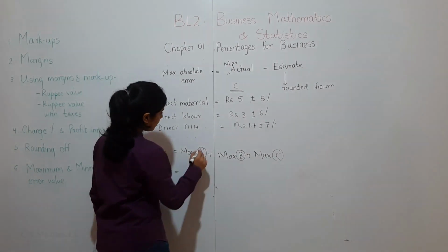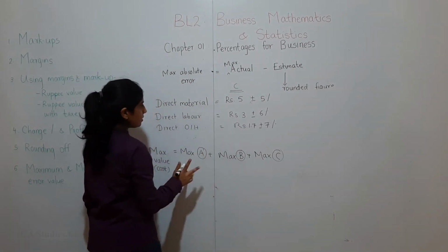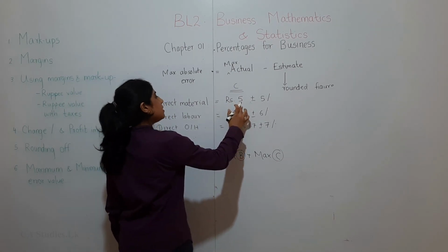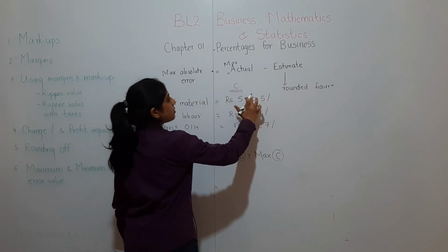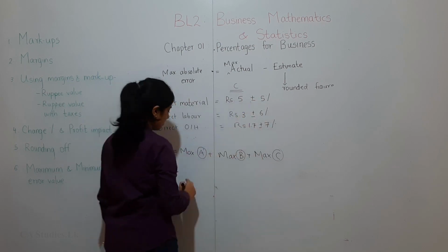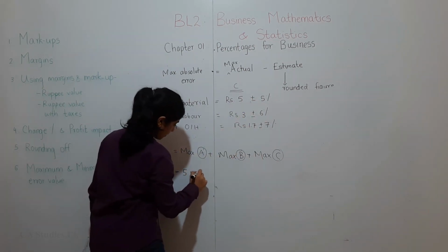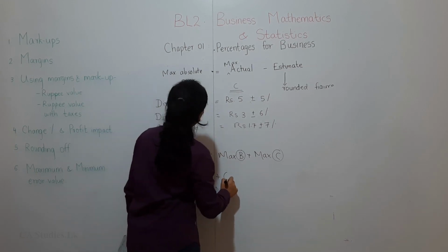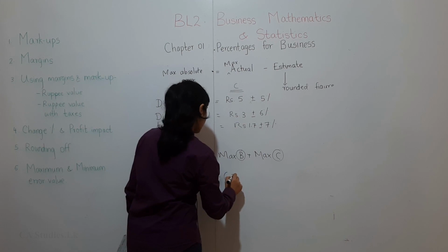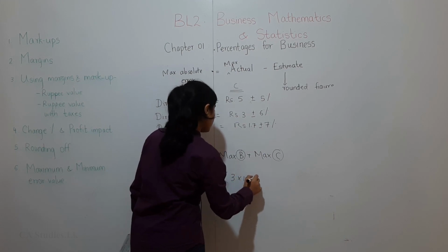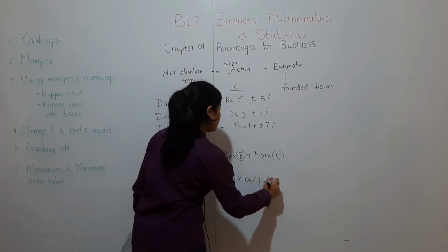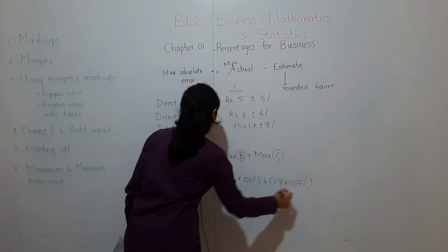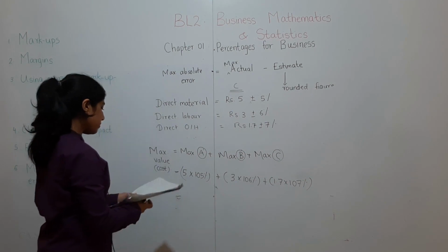Okay, maximum of A, how to get? Now they are saying 5 rupees is a rounded figure, but it can go up to plus 5%. So 5 into 105%. That will only give the maximum value. D is also 3 into 106%. C is also 1.7 into 107%. Calculate the maximum cost, the maximum expected value.